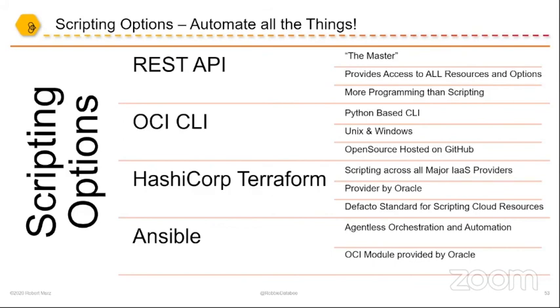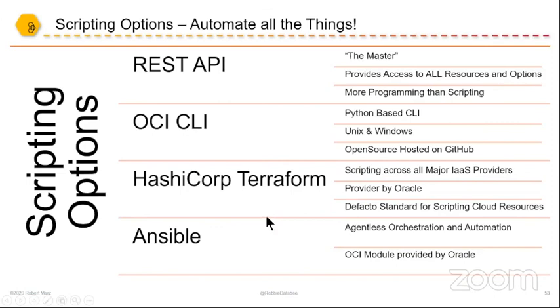The de facto standard for scripting the cloud is HashiCorp Terraform. HashiCorp claims to have scripting across all major infrastructure-as-a-service providers. So the idea is that you write a script only once, and you can fire it against multiple providers. This only works, of course, if you don't use any specific features that are available only for a specific cloud provider. The provider for Oracle is open source as well and developed by Oracle, so Oracle makes sure that all the features are there.